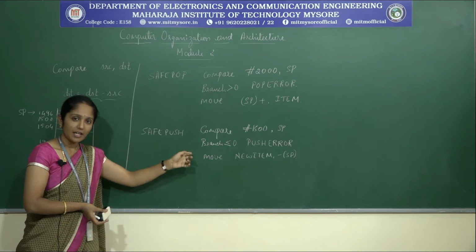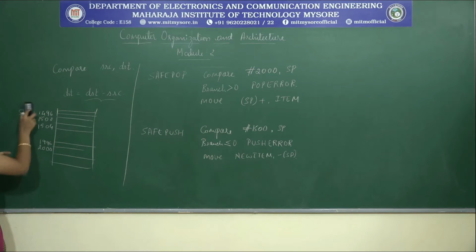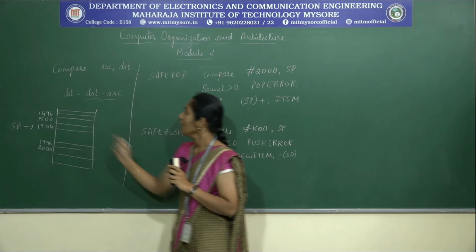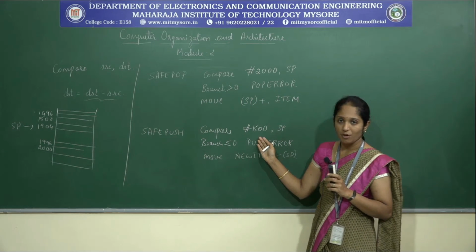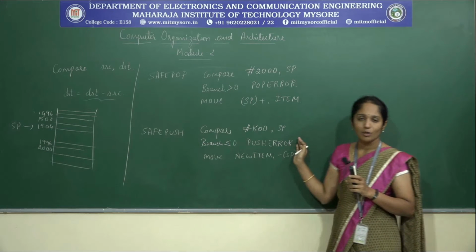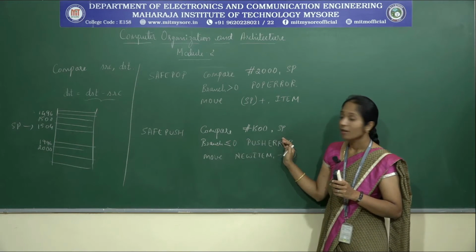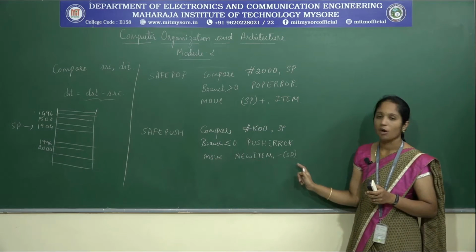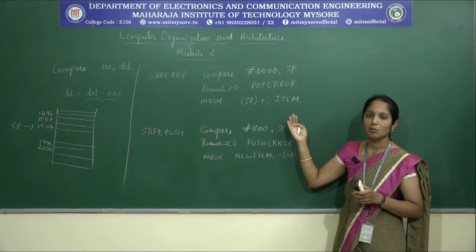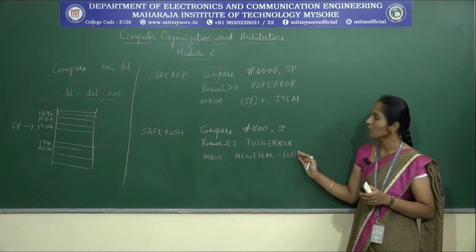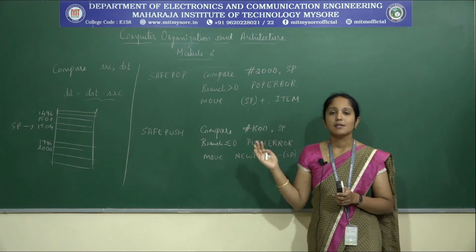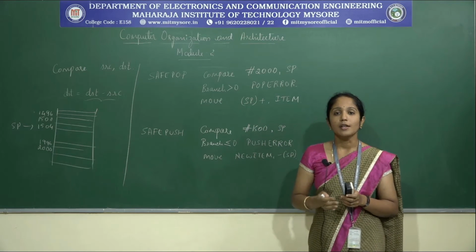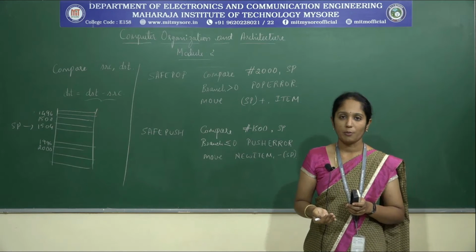In case you have the stack pointer address as 1504, the subtraction result will be a positive one, greater than 0, therefore the error will not occur and push error will not be executed. It is going to execute the next instruction, that is move new item comma minus SP, that is it is going to decrement first, then copy the content of new item into the stack. This is about the stack and the instructions which are used to safely perform the push and pop operations.